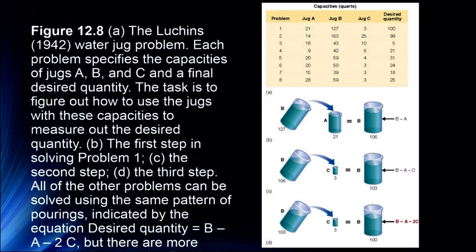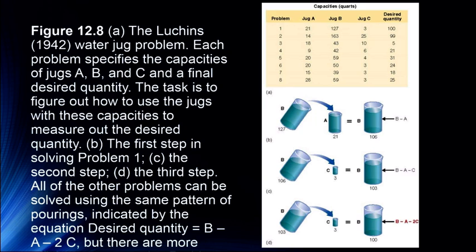Now, all of these can be solved using B minus A minus 2C, and the first several of them can only be solved that way. But if you get down here to number 8, there's a much easier solution, A minus C. But participants tend to still use B minus A minus 2C because they have gotten a mental set. And this is one of those things that happens to us all the time. We keep trying to use the same solution over and over again.